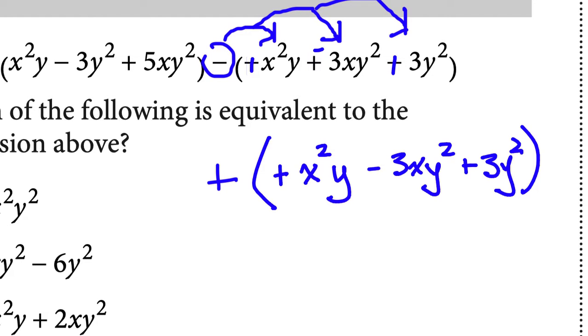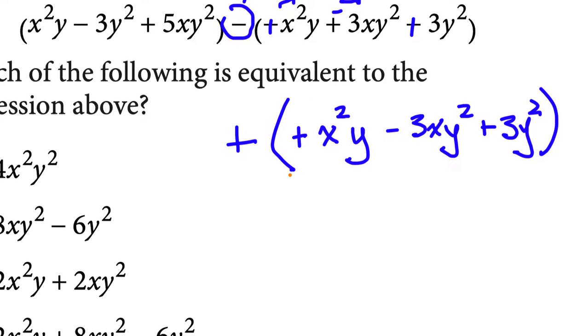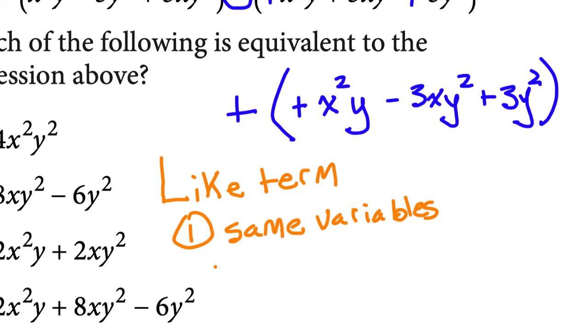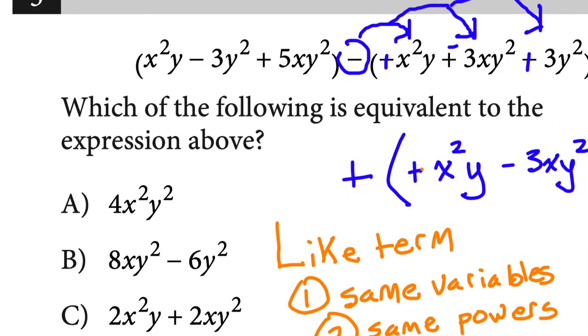Now I need to combine like terms. The definition of a like term, you can write this down if you would like. There are 2 parts for a like term. Definition number 1, same variables. That means the same exact letters. And 2, those letters have the same powers. Which means, if I come back up here, x squared y, are those the same variables and the same powers? You should be nodding your head yes.